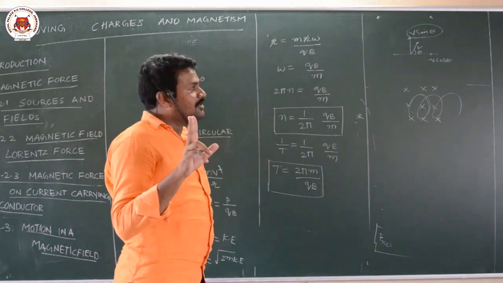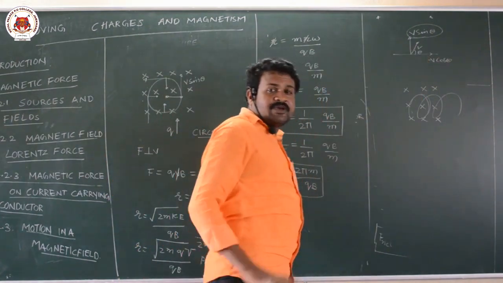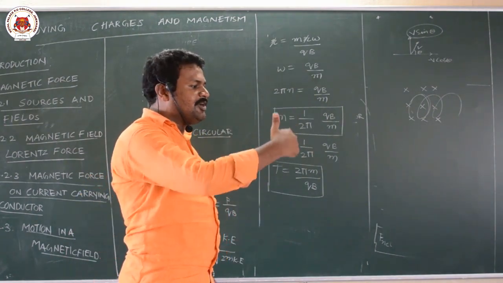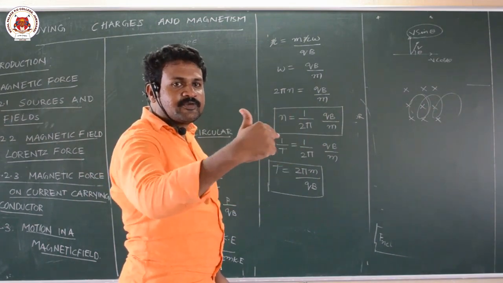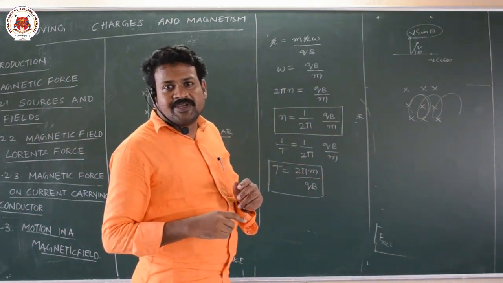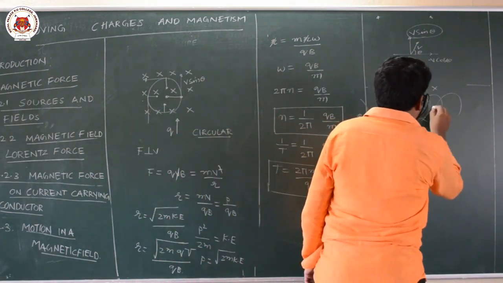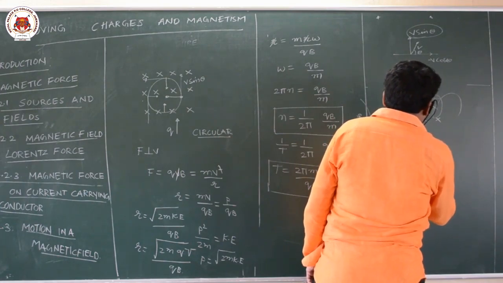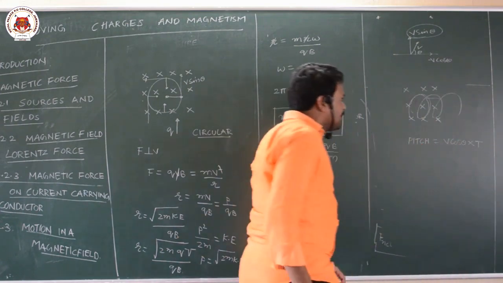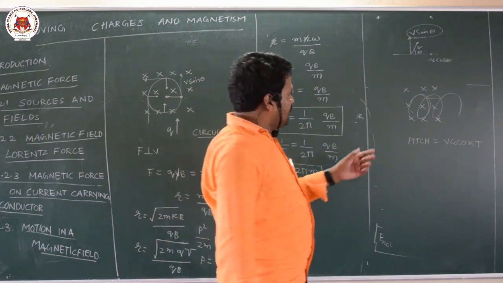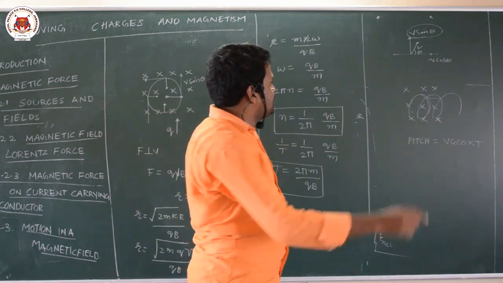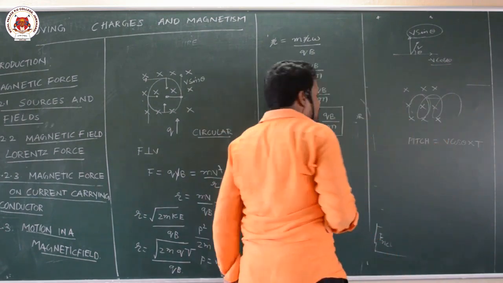So two components of velocity are there: one is V cos theta, the other is V sin theta. V cos theta pushes the charged particle forward, whereas V sin theta makes it complete one circle. Afterwards it moves forward. The distance between two helices is called the pitch of the path. This is one helix, this is another helix. Pitch is equal to V cos theta into time period, because within one time period it moves forward. So this is the motion of the charged particle in a magnetic field.